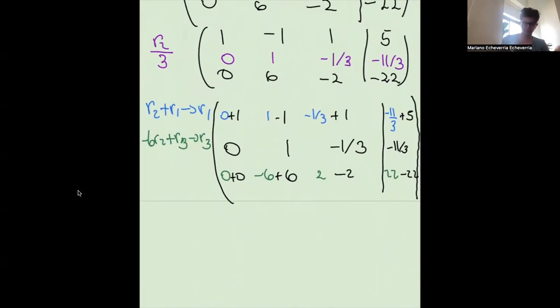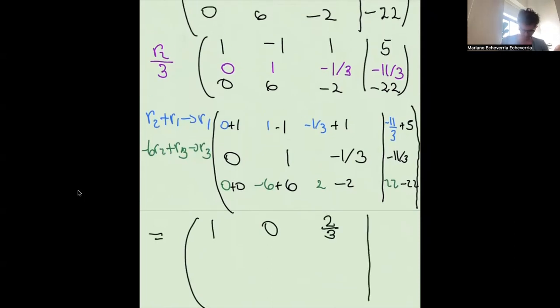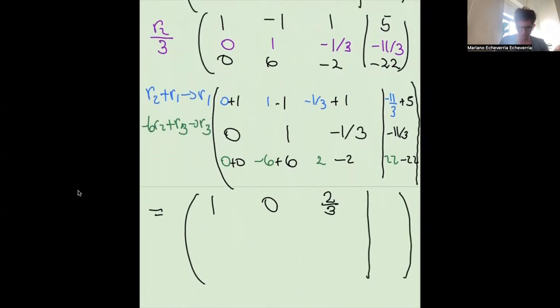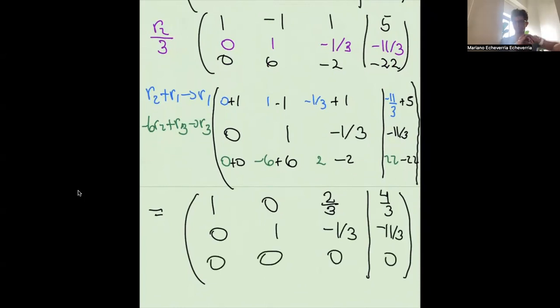Okay, is that making sense? And now it's just doing the arithmetic. So 0, then -1 plus 1 is 2/3. And then -11/3 plus 5, that's 15, that's 4/3? 0, 1, -1/3, -11/3. So 0, 0, 0, 0. Okay, so far so good.